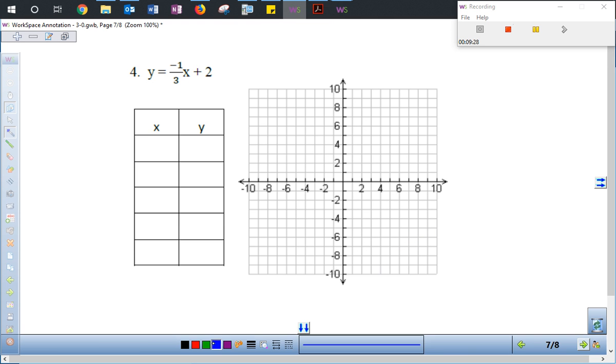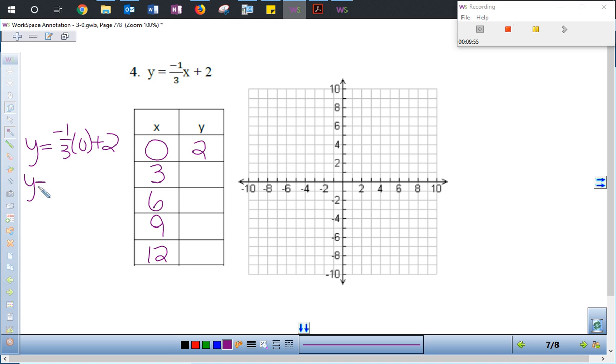On number 4, this time we have a denominator of 3, which means that I don't want to count by 2s over here. I want to count by 3s. So I'm going to start with 0, then go 3, 6, 9, 12. So if I substitute a 0 in, I'm going to get y equals negative 1/3 times 0 plus 2. This one's always the easiest. Anything times 0 is 0, plus 2 just leaves me with a 2.